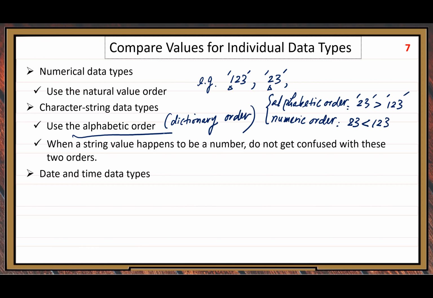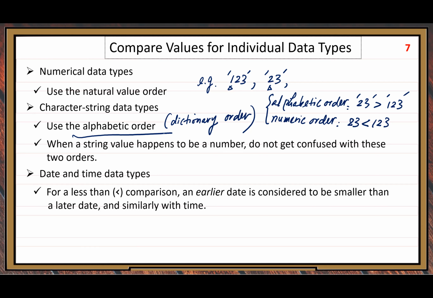Date and time data types. You also need to do comparison for date and time data types. For a less than comparison, an earlier date is considered to be smaller than a later date, and similarly with time. That's the order definition for date.